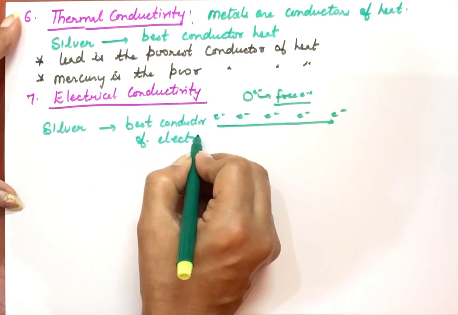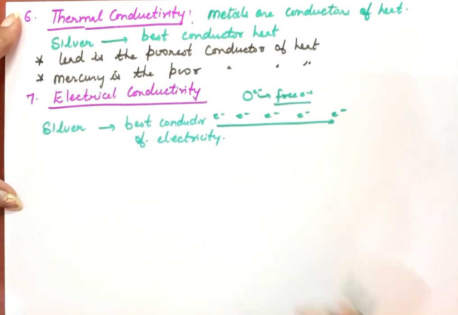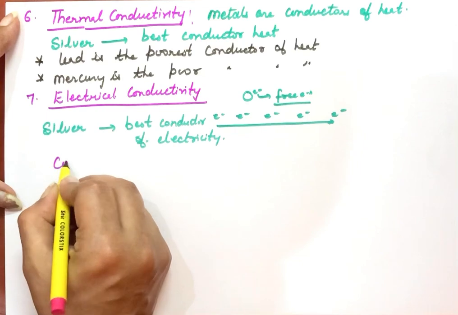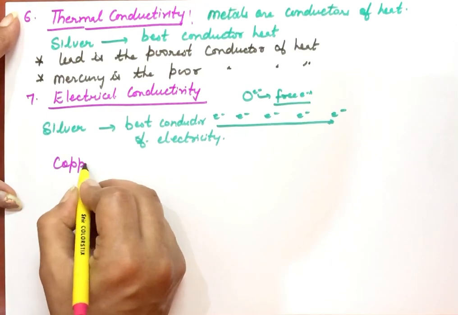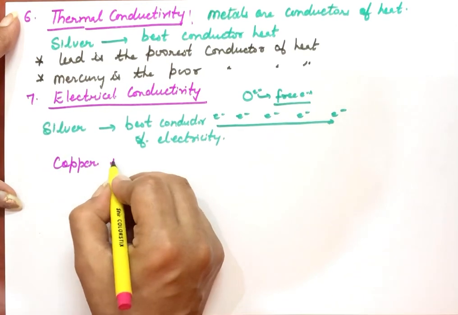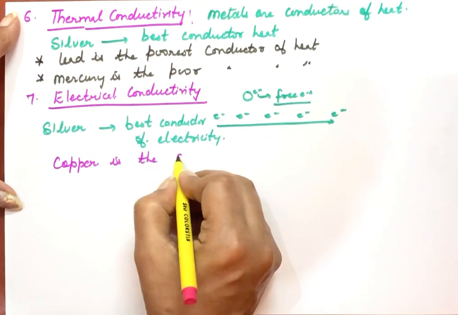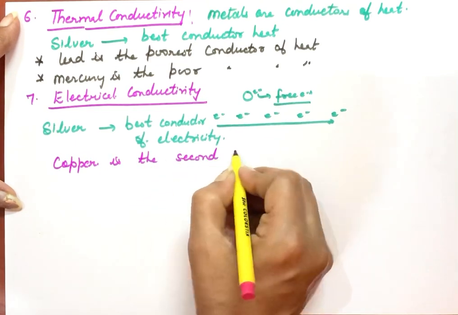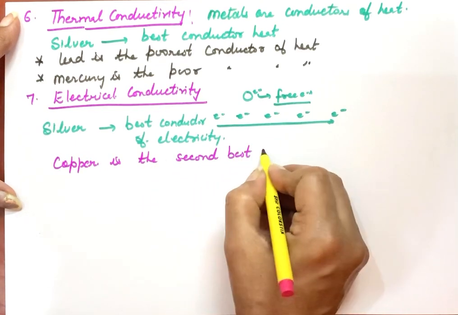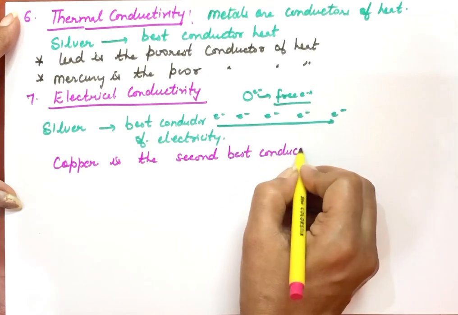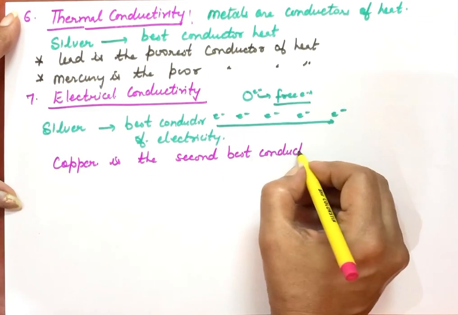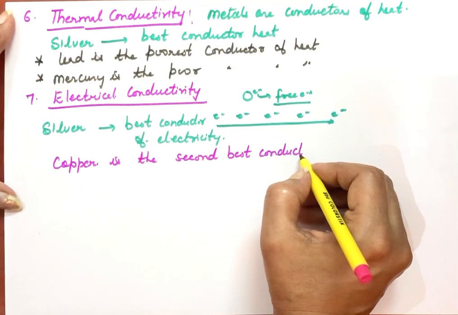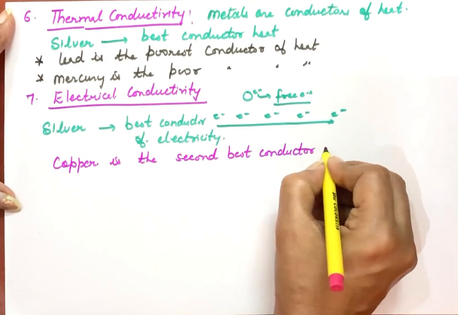But the wires that we use for conduction of electricity are not made up of silver. These are actually made up of copper. The reason is that silver is a costly metal. Copper is the second best conductor of electricity and is not expensive like silver. So copper is used for making wires for the conduction of electricity.